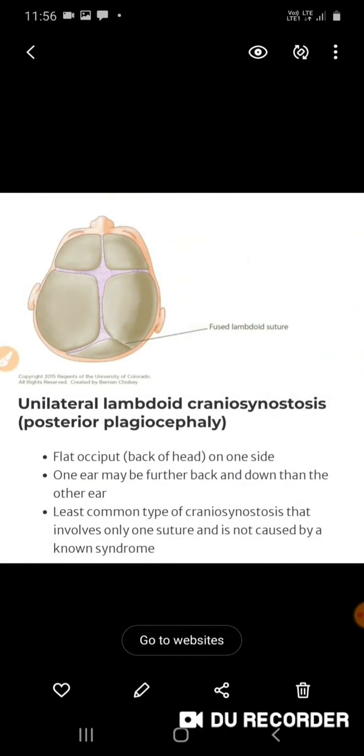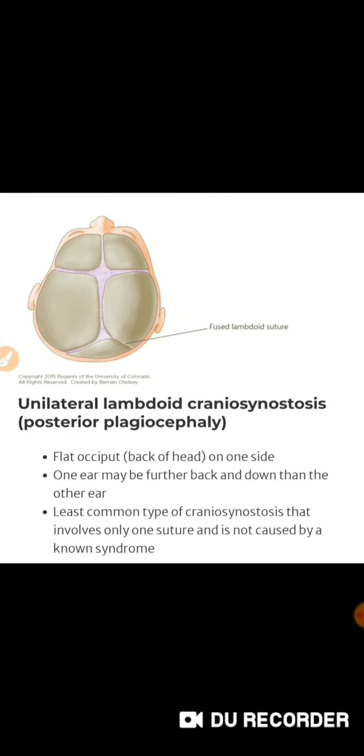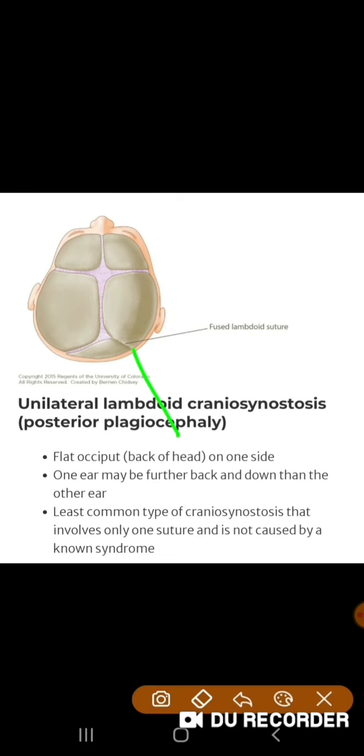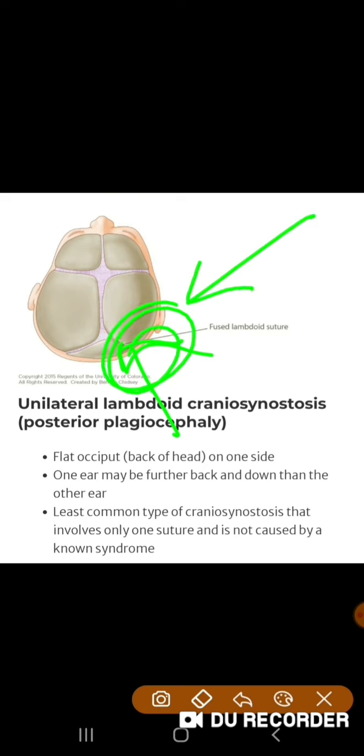And unilateral lambdoid craniosynostosis is a very rare type, where we find that lambdoid suture fuses unilaterally. If it happens, there is a flat occiput on one side. This one is your affected site of your occipital area, where the suture fuses earlier. So these are the clinical significance of the premature ossification of your suture.